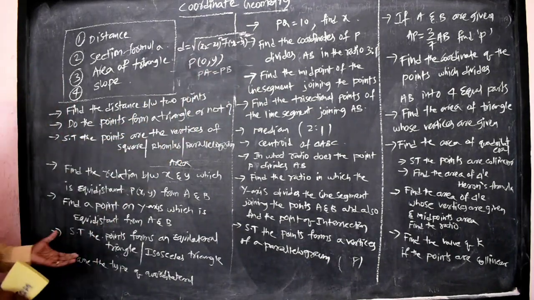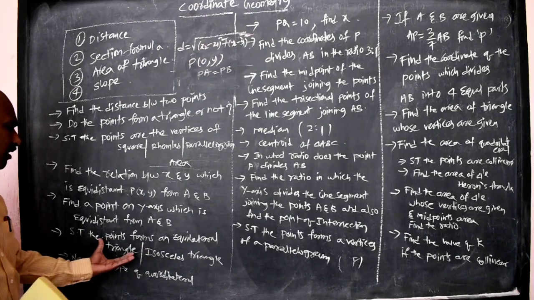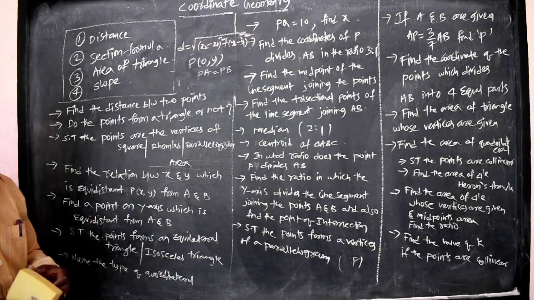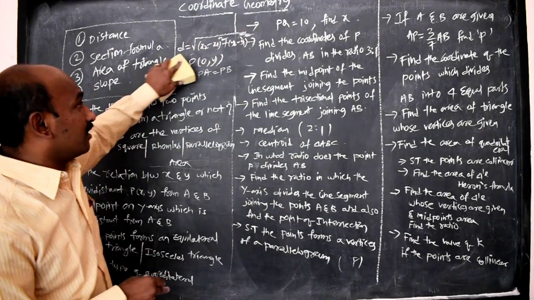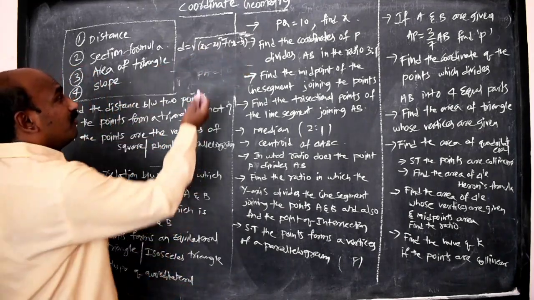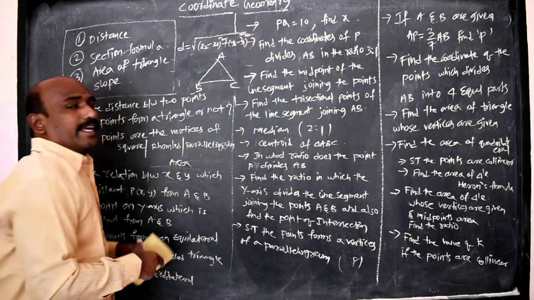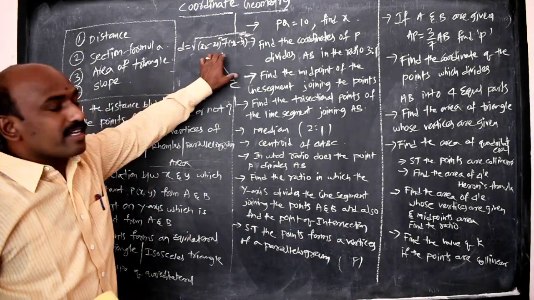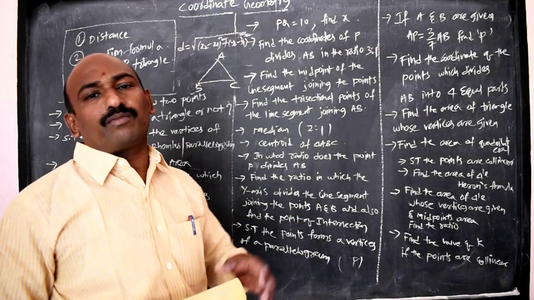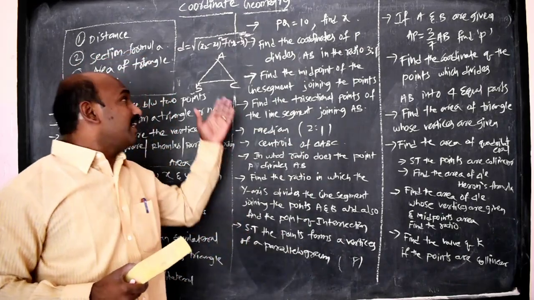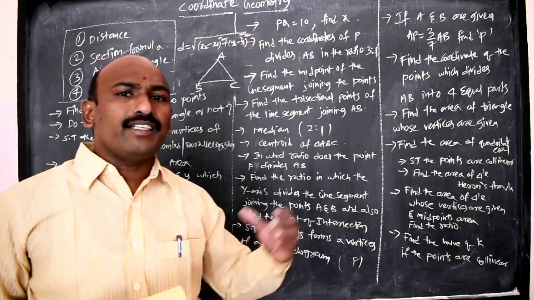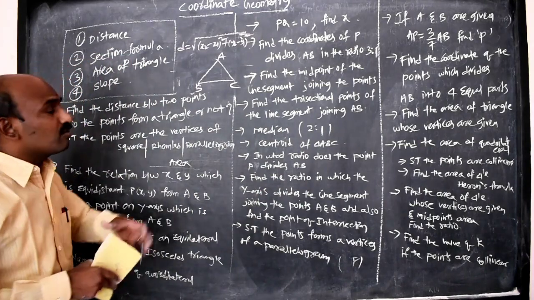And after that, if you go, show that the points form an equilateral triangle, or they can ask isosceles triangle, or they can say scalene triangle. If you take a triangle, apply the distance formula here. If AB equals BC and also equals AC, then we can conclude that this forms an equilateral triangle. If any two sides are equal, then we can conclude that it forms an isosceles triangle. That is one more concept.